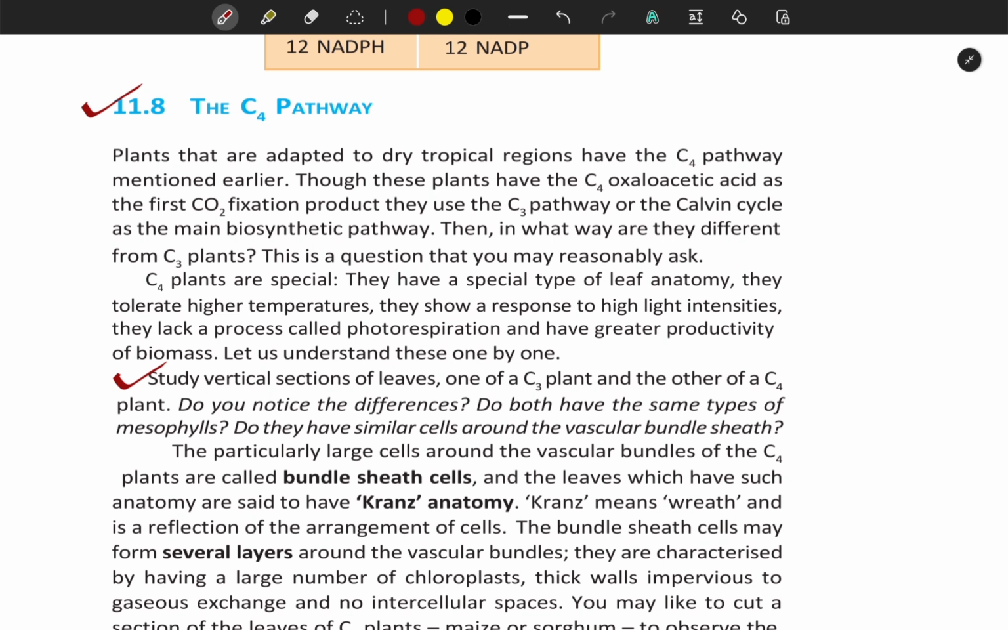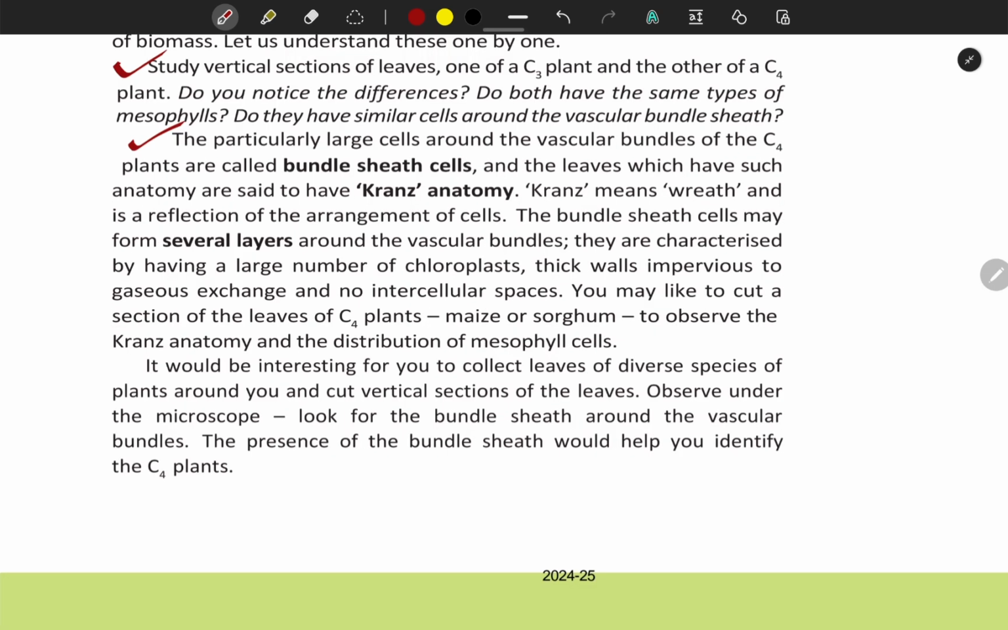Do both have the same types of mesophyll cells? Do they have similar cells around the vascular bundle sheath? The particularly large cells around the vascular bundles of C4 plants are called bundle sheath cells, and the leaves which have such anatomy are said to have Kranz anatomy. Kranz means wreath and is a reflection of the arrangement of cells. The bundle sheath cells may form several layers around the vascular bundles. They are characterized by having a large number of chloroplasts, thick walls impervious to gaseous exchange, and no intercellular spaces.